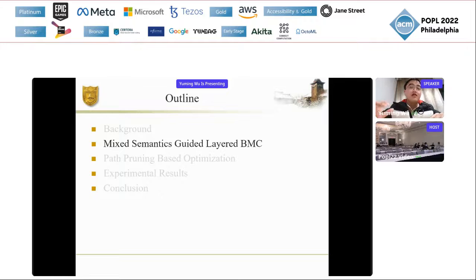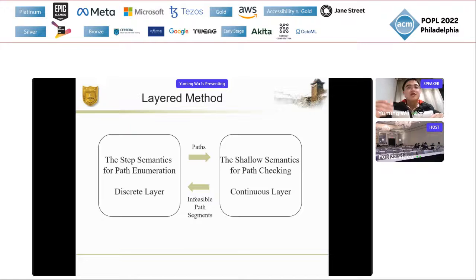We propose a layered method to analyze the bounded reachability of compositional linear hybrid automata in a divide and conquer manner. As shown on the screen, the method is divided into two layers, the discrete layer and the continuous layer. It also mixes two different kinds of semantics in different layers: the step semantics for path enumeration in the discrete layer, and the shallow semantics for path checking in the continuous layer. The discrete layer reports the path to the continuous layer, and the continuous layer feeds back infeasible path segments.